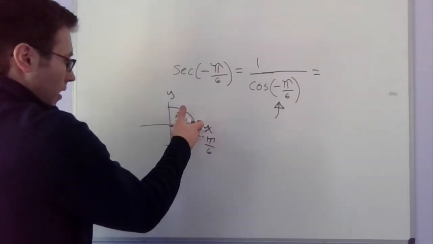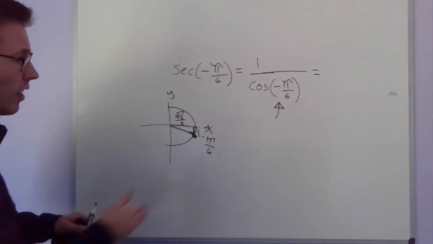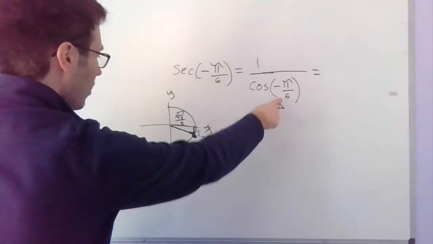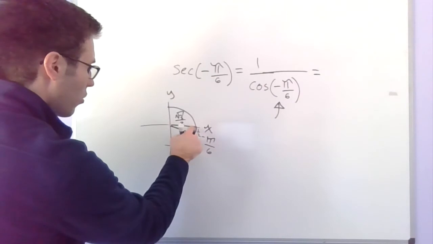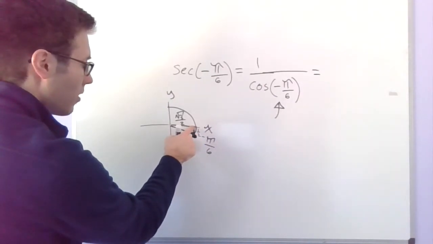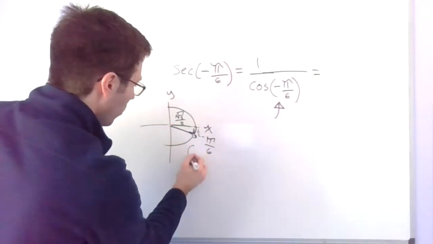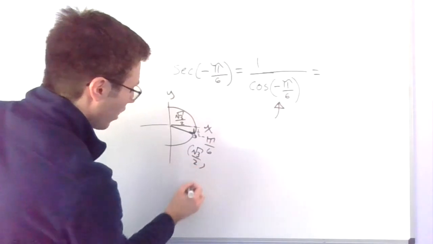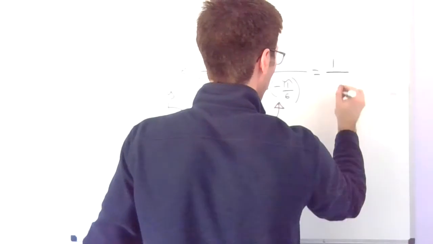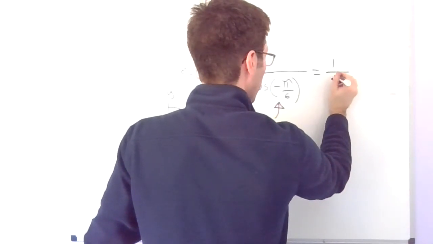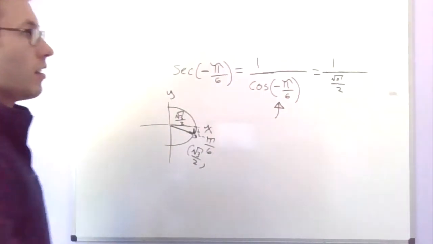Now, if you look at these values here and here, these are just distances. We're trying to say, well, our cosine of minus pi over 6, what is our value for cosine right here? Our cosine is the x-coordinate. Our x-coordinate is positive right there, so our x-coordinate is going to be square root 3 over 2. That's what our cosine term is going to be for negative pi over 6. So it's going to be 1 over square root 3 over 2. And make sure the denominator is a little bit larger there. It's important.